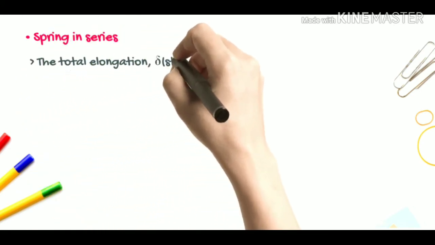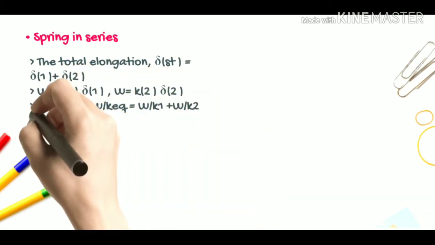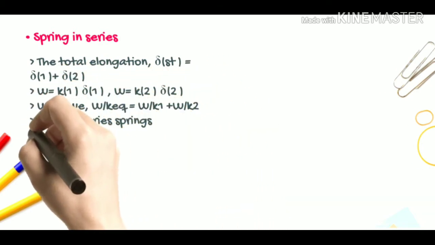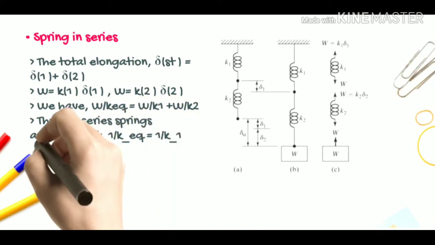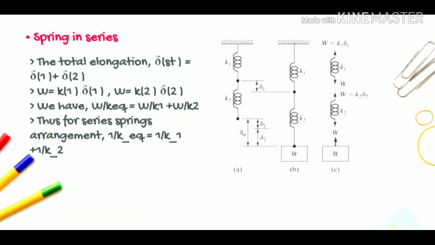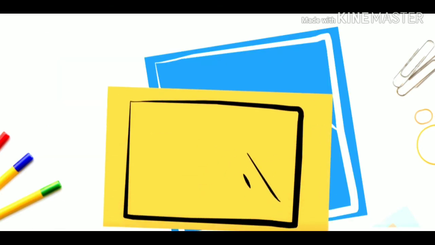Springs in series. The total elongation delta equals delta 1 plus delta 2. W equals K1 delta 1. W equals K2 delta 2. Thus, for the series spring arrangement, 1 over K equivalent equals 1 over K1 plus 1 over K2.